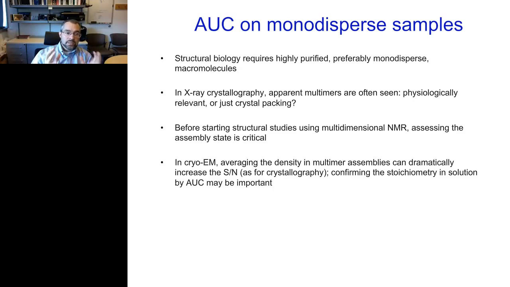So, okay, this looks like a dimer. But of course, crystals depend on having proteins rubbing shoulders and bumping elbows, because you have to have the crystal lattice forming by contacts between proteins. So these crystal packing contact points may make it appear that a protein is forming an oligomer, when in fact that's really an artifact of crystal packing.